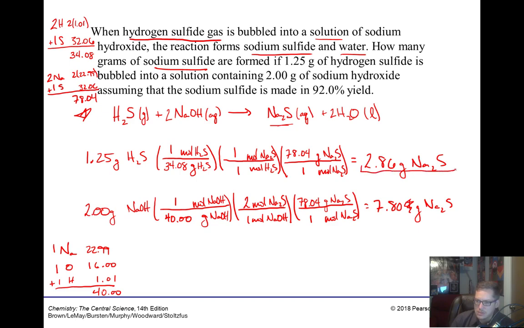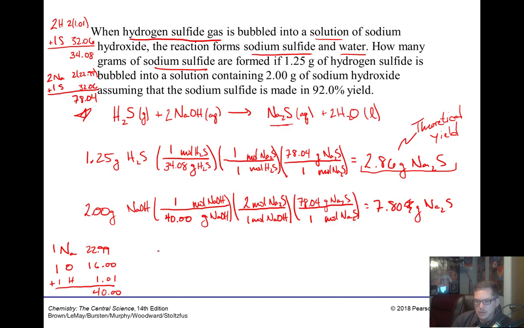So here, this is our limiting reactant. This is how much we can actually make. So this value, 2.86, is our theoretical yield. That's our theoretical yield.